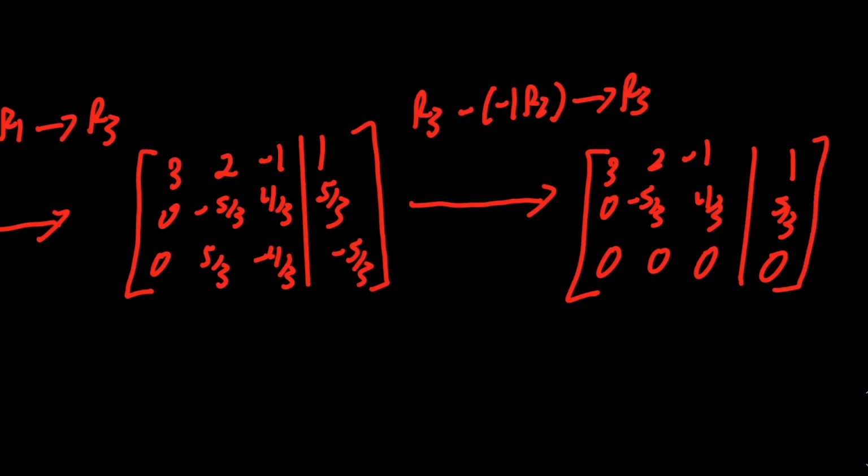You'll see over here that we have a row of zeros, and 0 right here underneath the leading coefficient. This is row echelon form, where you have a row of zeros and a column of zeros with one leading coefficient, as demonstrated right here.